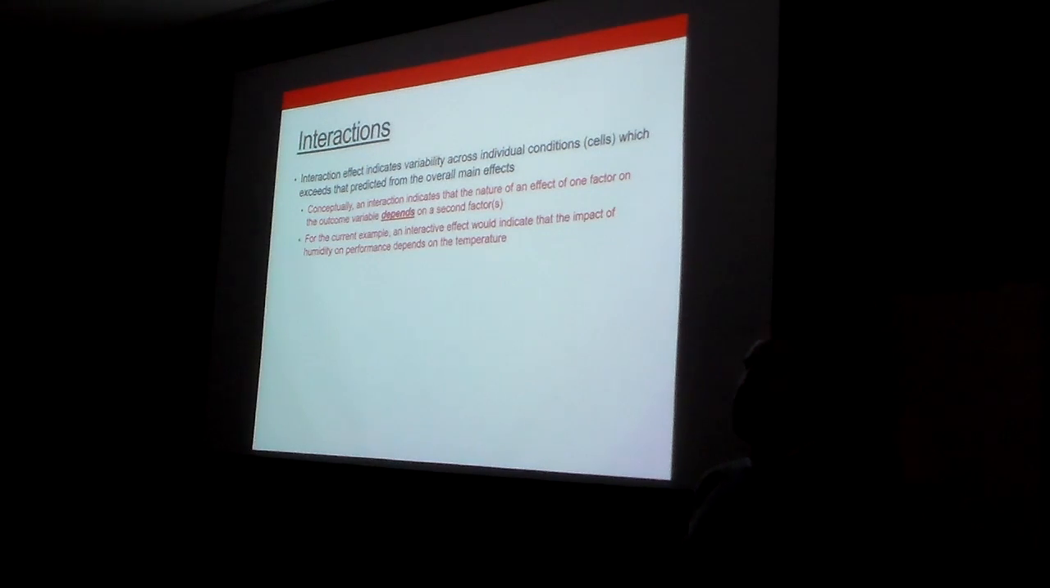If you ask me what's the effect of factor A on my outcome, what's my answer? I don't know. What's the level of factor B? Because I can't tell you unless I know what the level of factor B is, right?